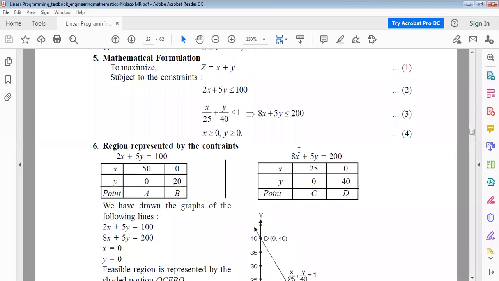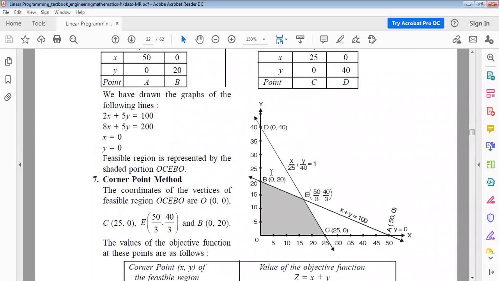For the other constraint, 8x plus 5y less than or equal to 200. For this second constraint, putting y equals 0, 8x equals 200, so x equals 200 divided by 8, which means 25. If x equals 0, then 5y equals 200, so y equals 40. So there are two more points, C and D.